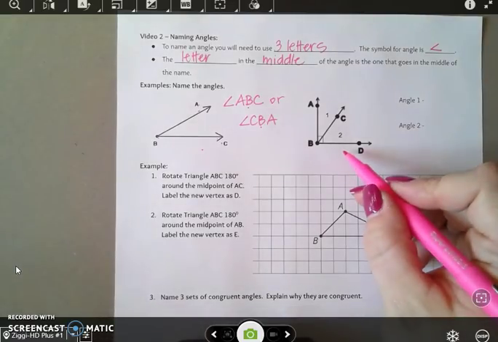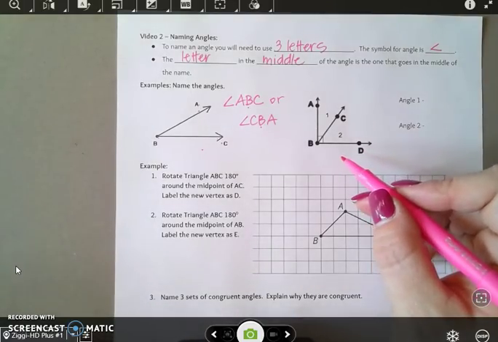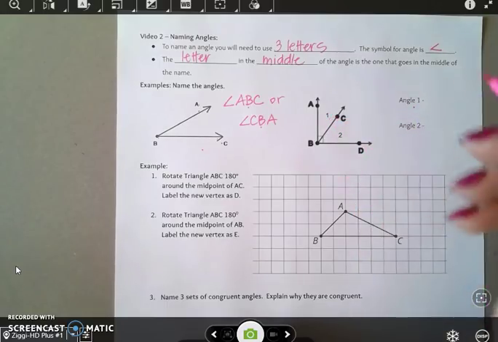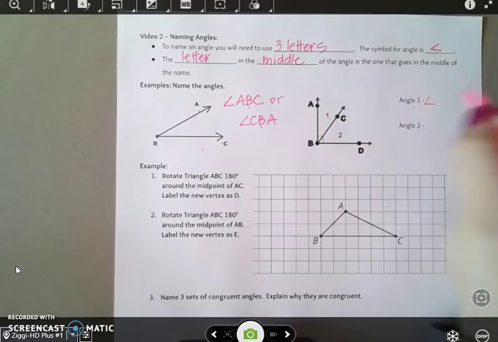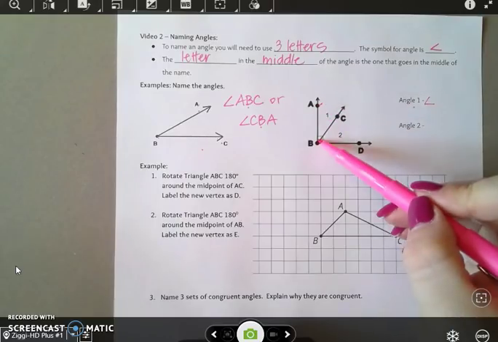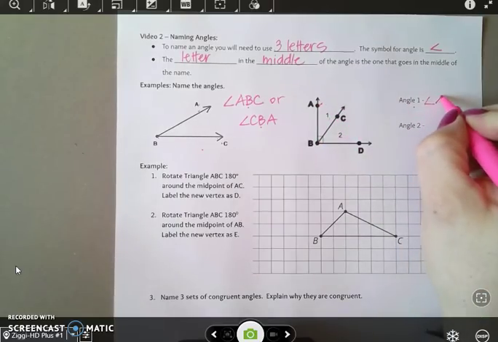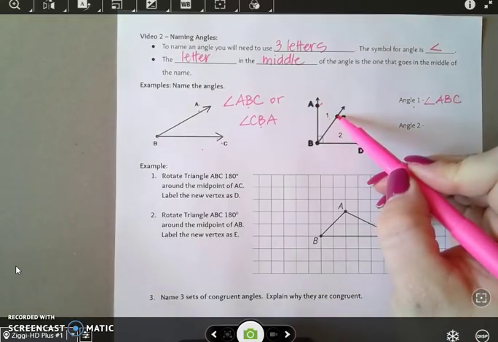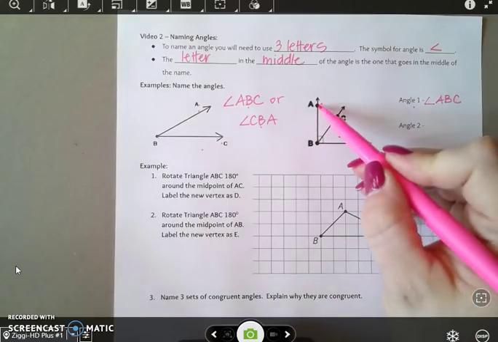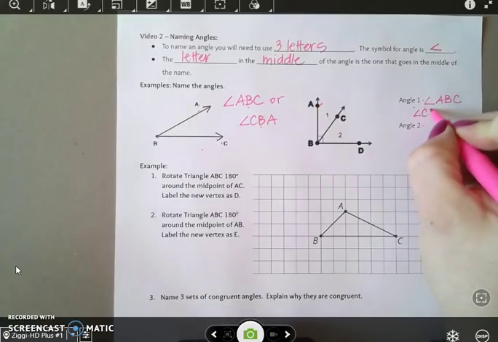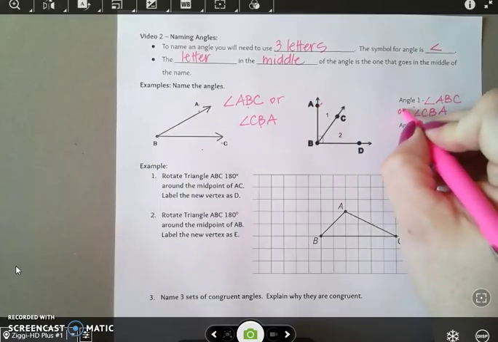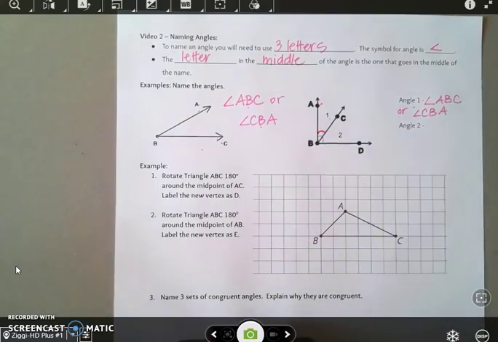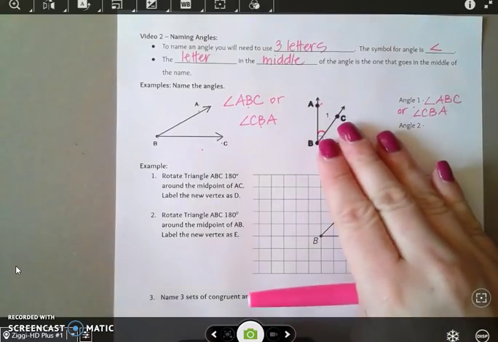Well, let's look at this one. So it's a little bit more complex. Well, let's look at angle 1. So this one's got a little 1 in it. So we could say that this is angle ABC, or I could start the other place and say CBA. Either way, I'm talking about this angle. So this part doesn't even matter right now.